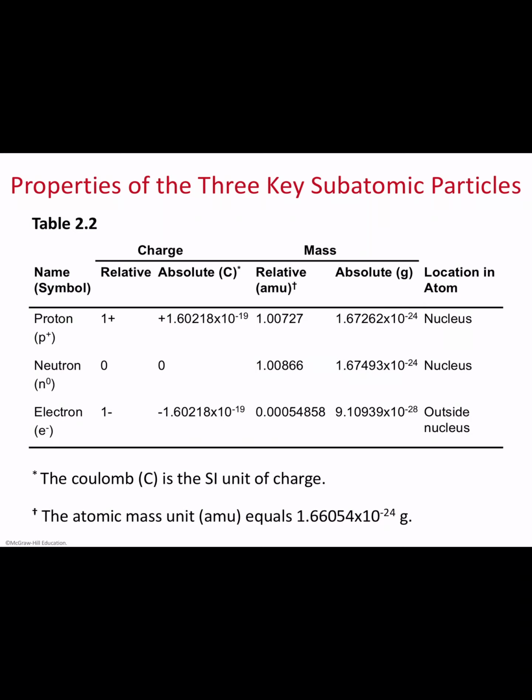Relative atomic mass unit for electron is 0.000548858. It is way less compared to the mass of the proton and the neutron. So when you are calculating the mass number for any atom, we do not consider the mass of electron. It's even smaller in mass compared to proton and neutron, and it is located outside the nucleus.